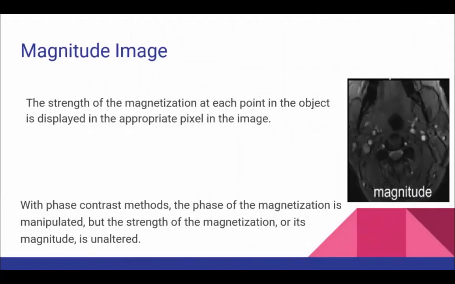In a magnitude image, the strength of the magnetization at each point in the object is displayed in the appropriate pixel in the image. This is the typical display method employed in general MR imaging. With the phase contrast method, the phase of magnetization is manipulated, but the strength of magnetization, or its magnitude, is unaltered. Thus, displaying the magnitude of the magnetization permits simultaneous demonstration of vessels and stationary tissues.